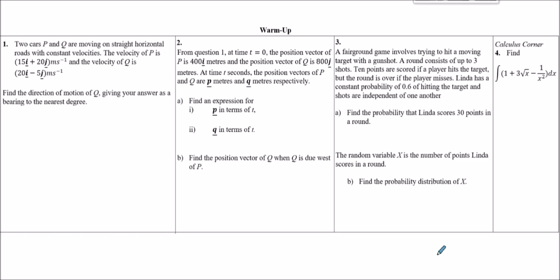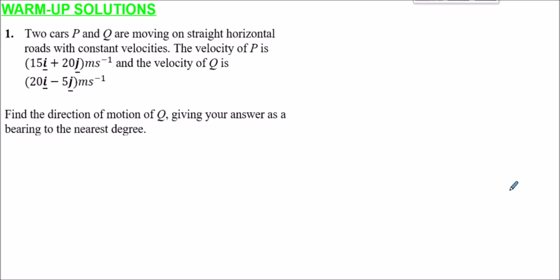So, right, let's have a look together at the solutions to these, see if we can make sense of them. The first one, question 1, we have 2 cars, P and Q, that are moving on a straight horizontal road with constant velocities. The velocity of P is 15i plus 20j, so this is a vector question, and the velocity of Q is 20i minus 5j. Find the direction of motion of Q, giving your answer as a bearing to the nearest degree. So it's a bearing question as well as a vector question.